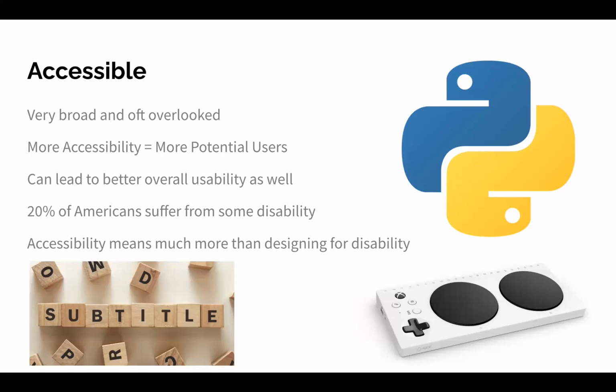A fun statistic I like to say is that 20% of Americans suffer from some sort of disability, color blindness, hearing loss, etc. It could be the whole range of things. And so if you're not making your product accessible to someone with a disability, you're losing out on potentially 20% of the market. And accessibility means much more than just designing for those disabilities. One example I have here is subtitles.